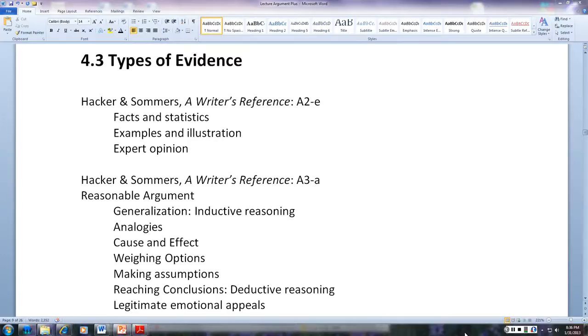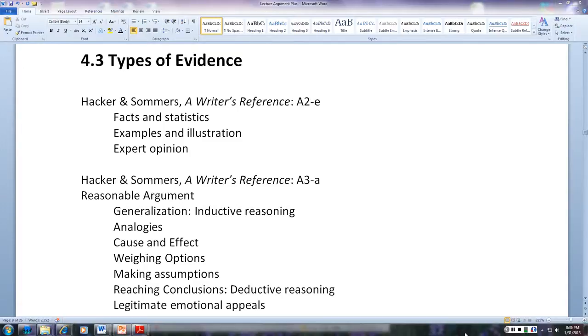Those who are considered to be scholars in their field. In A3, the Hacker and Summers text also discusses what a reasonable argument is, using generalization or inductive reasoning, using analogies, using cause and effect, looking at options, making assumptions, reaching conclusions based on deductive reasoning, and using legitimate emotional appeals, what we refer to sometimes as pathos.